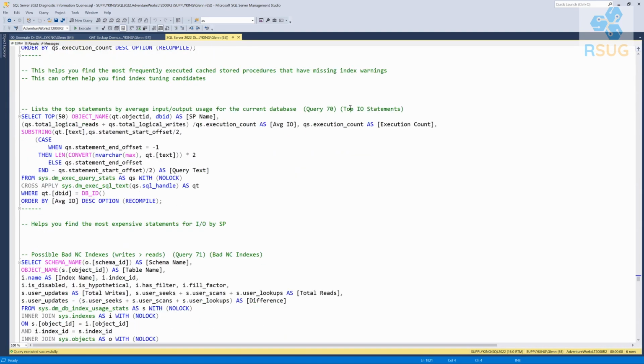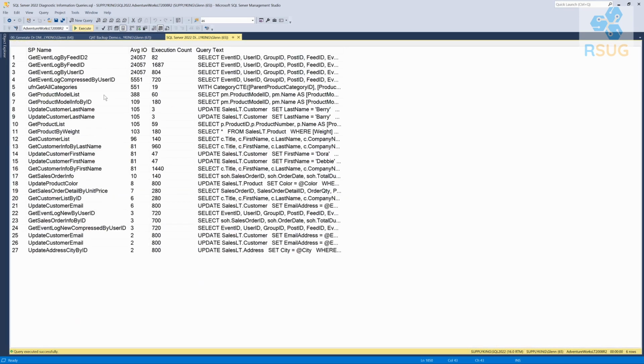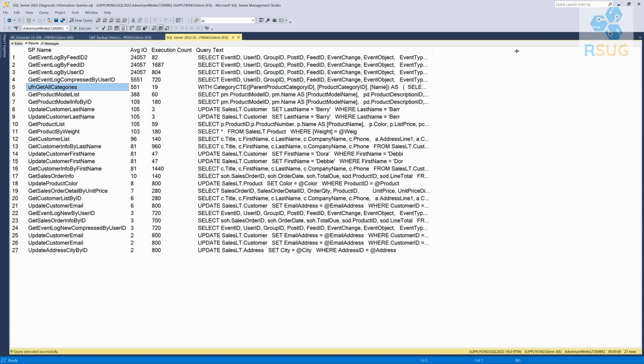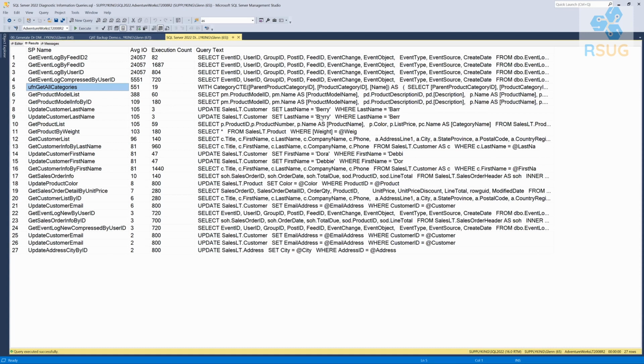And then the next one in the set is top IO statements. And this shows you which statements in regular queries and stored procedures are having the most IO. And it shows you the stored procedure if it is in a stored procedure, or here it's in a function, for example. And here's the query text, and then the average IO and how many times it's been executed. And a lot of times this will show me things. You'll see things like people aren't schema qualifying tables and they're using table variables. You see some of the actual T-SQL in here for these big offenders.